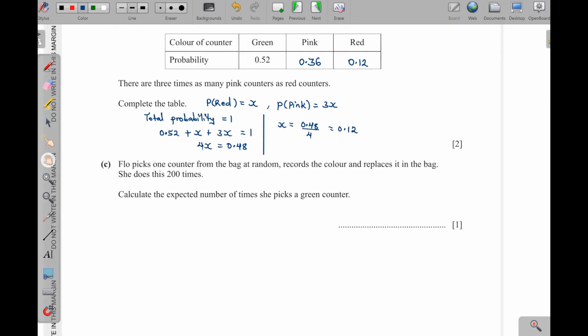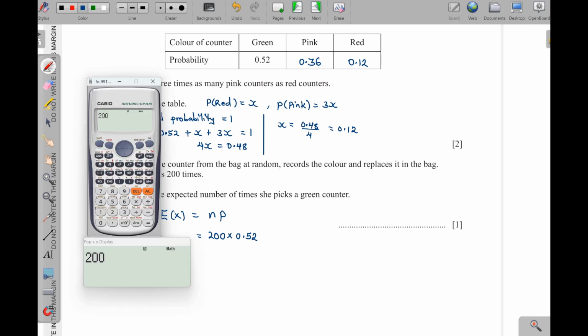And then part C, they are saying that Flo picks 1 counter from the bag at random, records the color and replaces it in the bag. She does this 200 times. And then calculate the expected number of times she picks the green counter. So expectation or expected number of times is going to be equal to np. So you get the number of times the experiment is done, then times the probability of your success. So the probability of picking the green counter is 0.52. Then what do you get? 200 times 0.52. And that is 104.